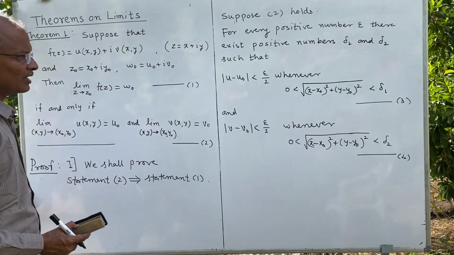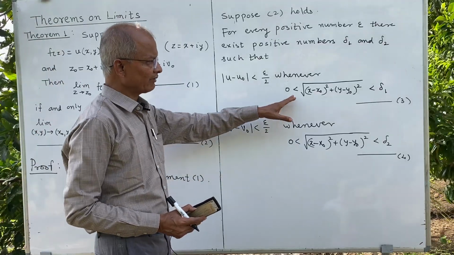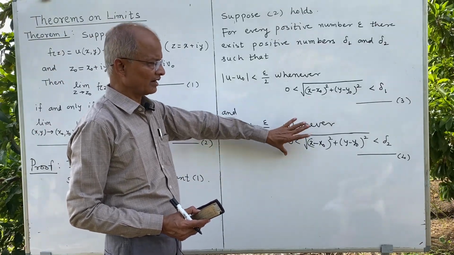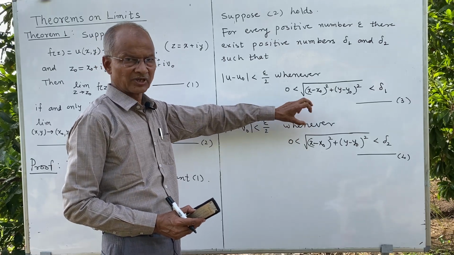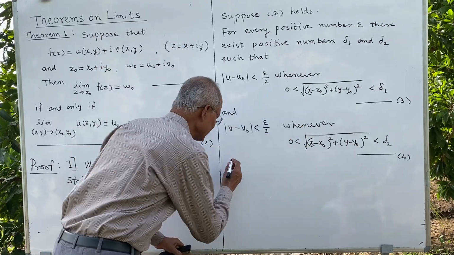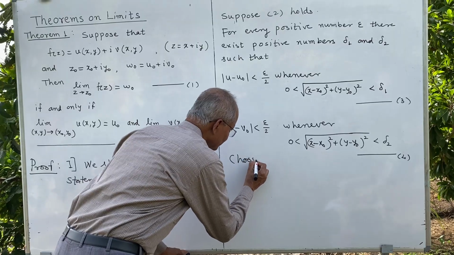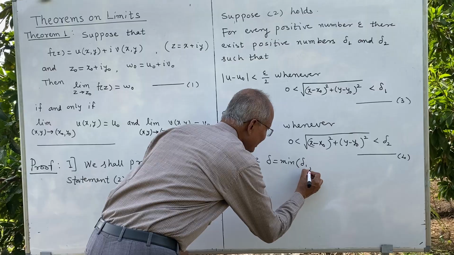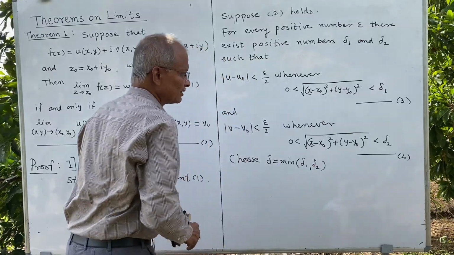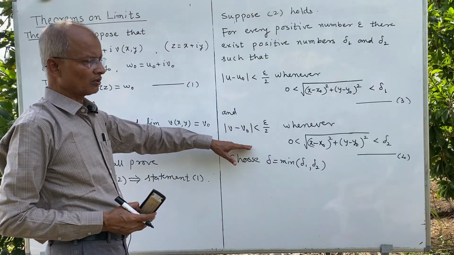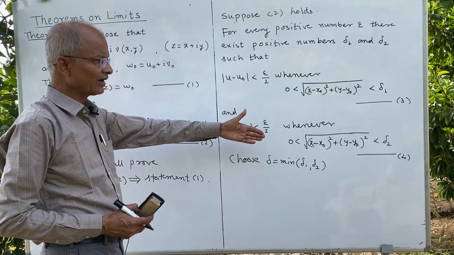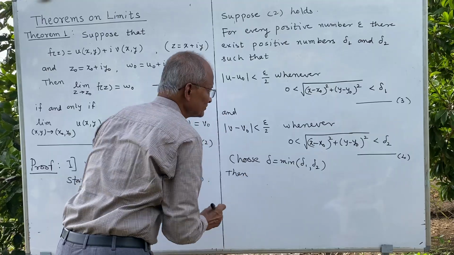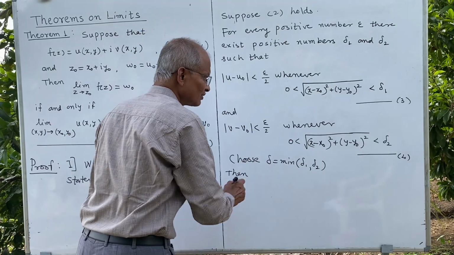Now, both these inequalities will hold if we select delta as the minimum of delta 1 and delta 2. Then inequalities 3 and 4 will hold if we replace delta 1 and delta 2 by delta. Then the second inequalities of 3 and 4.